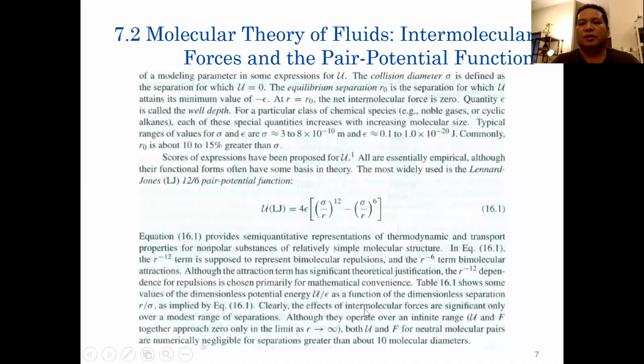So that's it, for the repulsion and attractions. Now we can calculate it using this function here. This is called the Lennard-Jones, LJ, or 12-6 potential function: 4 epsilon times sigma over r to the power 12 minus sigma over r to the power 6. This 12 term is for repulsions, and this other term is for the attractions here.